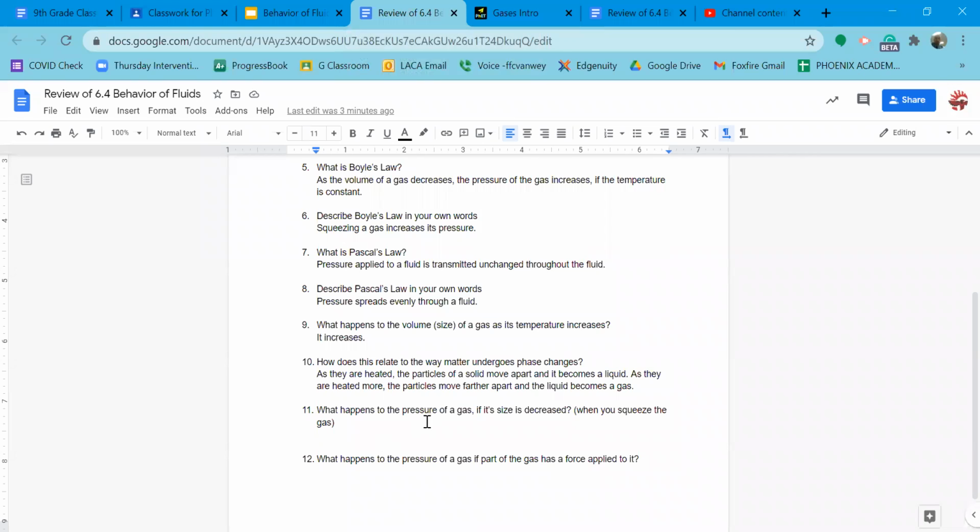If you cool them down or lower the temperature, what you'll see is the opposite will happen. So what happens to the pressure of a gas if its size is decreased? Well, that's Boyle's law, right? As the volume decreases, the pressure increases. So the pressure goes up when you squeeze the gas. And if I apply a force to the gas, what happens to the pressure? Well, we know that the pressure is going to spread evenly. That's going to be Pascal's law.